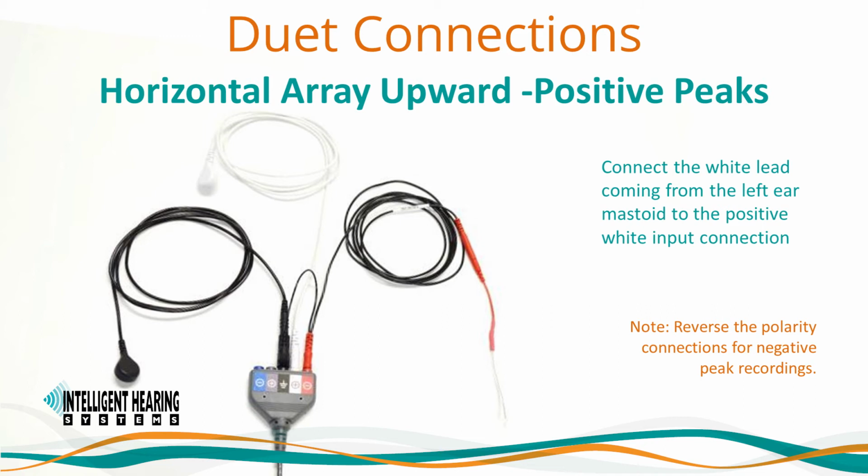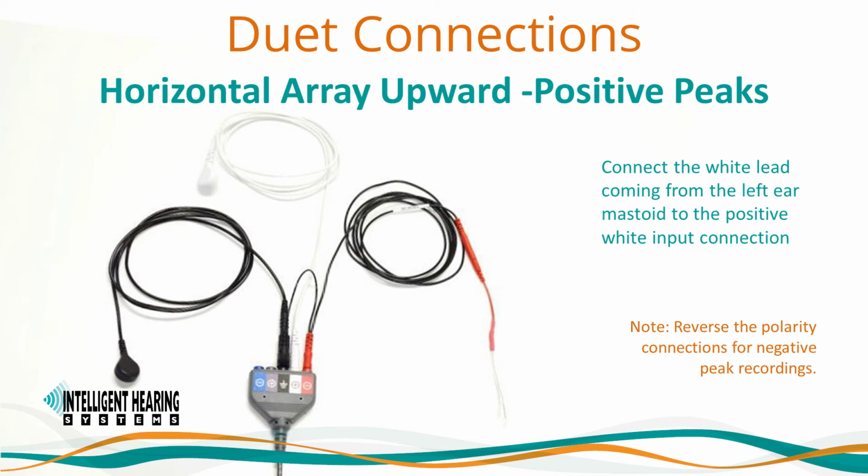Lastly, the white snap lead coming from the left ear mastoid surface electrode is connected to the positive white input connection on channel A. If you have another eCochG electrode such as a Tip-trode or a TM-Wick in the non-test ear, then that electrode cable would be connected to the positive input of the channel being used for testing.